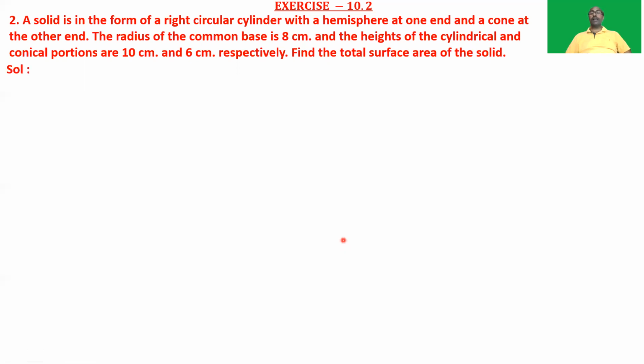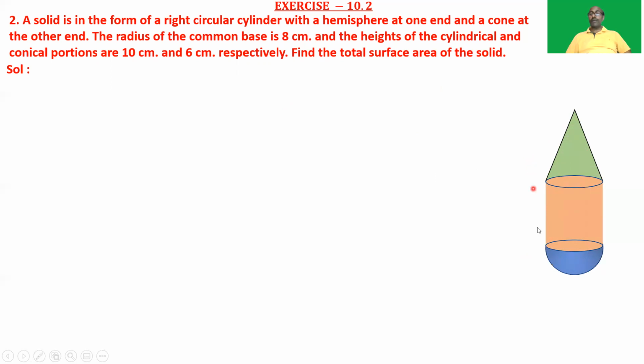So here we have to draw the figure of the given solid carefully. The solid is in the form of a right circular cylinder with a hemisphere at one end and a cone at the other end. So we can draw the picture like this. In this picture, one end of the cylindrical rod has a cone and the other end a hemisphere.